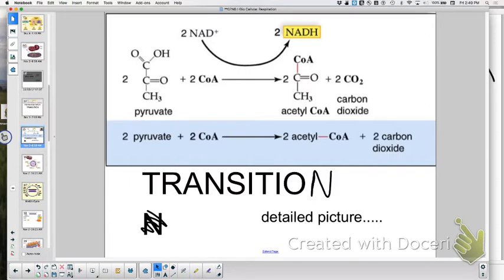Transition prep. On transition prep, we have 2 pyruvic acids, and because we have oxygen, we can take these 2 pyruvic acids, and we're going to convert them by removing a what from each one? Carbon. We're going to remove a carbon. And when we remove carbon in cellular respiration, what does it come off as? Carbon dioxide. Okay, so we remove it as carbon dioxide.